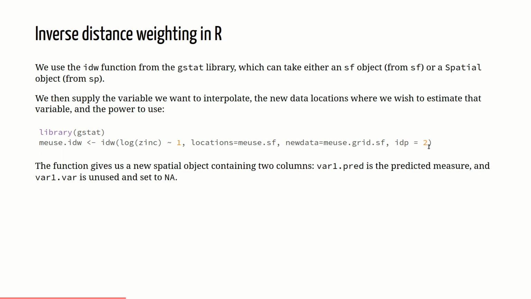And that will then give out another spatial object which is equivalent to this one. So it'll have the same locations that are in this one, but it will also have 2 extra columns: var1.pred, which is the predicted measure, and var1.var, which in this case is unused. It'll just be set to NA, so it's a wasted column if you like. We'll see why that is later on. So you can take your var1.pred and that'll be your predicted log zinc at the new locations.